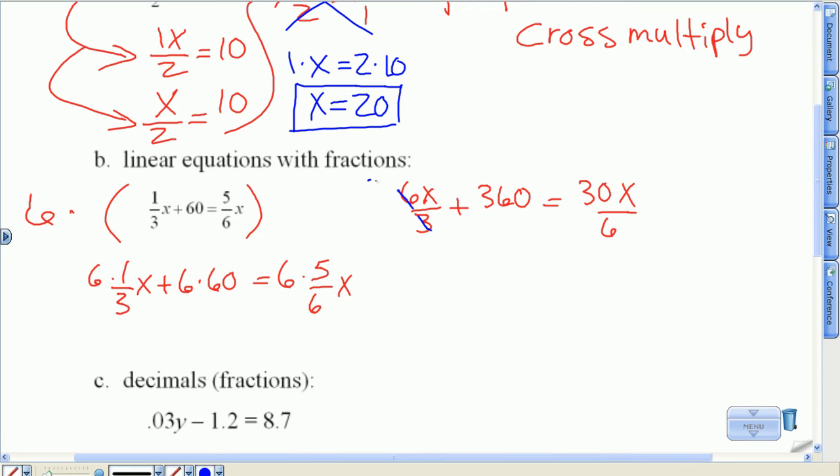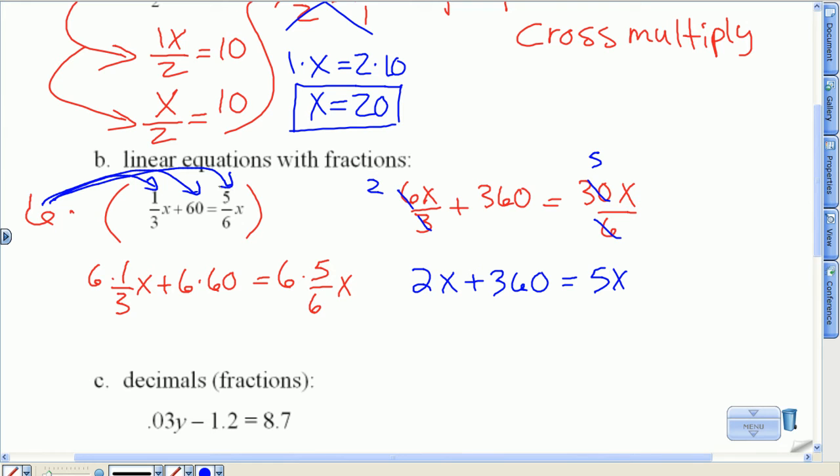3 goes into 6 2 times, so we have 2x. The poor 360 is just coming along for the ride. And 6 goes into 30 5 times, leaving me with 5x. Check this out. We don't have fractions anymore. Multiplied everything by the least common denominator. So that, and that, which you can see here, here, and here. We did that multiplication and then we simplified the fractions. If you multiply by the least common denominator, you will be able to cancel every single fraction out.